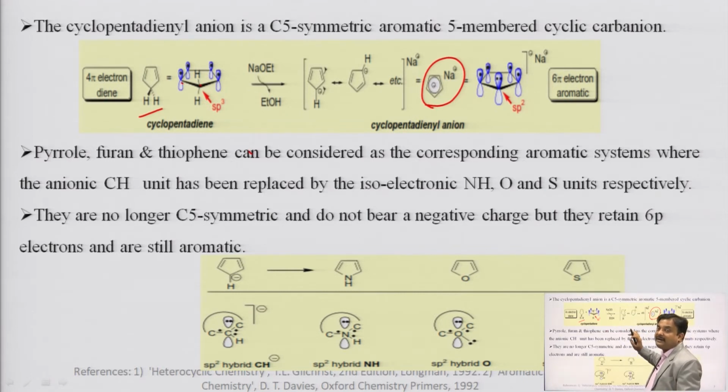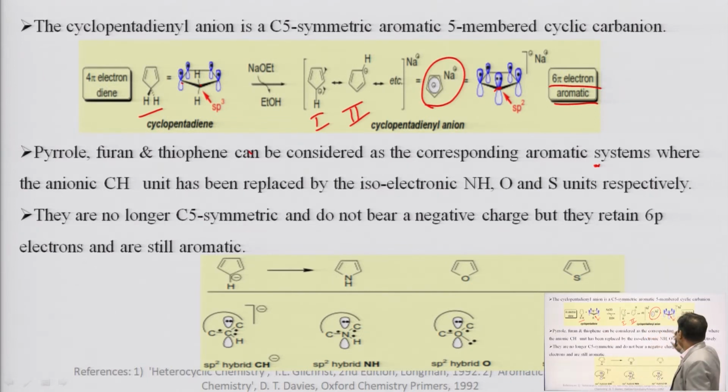That cyclopentadienyl anion is stable because of the presence of two resonating structures, which provide stability to it. In this anion, the carbon becomes sp2 hybridized, and it has two electrons in its p orbital. So there are a total of 6 pi electrons in the cyclopentadienyl anion. 6 pi electrons means it will show aromaticity and follow Huckel's rule.